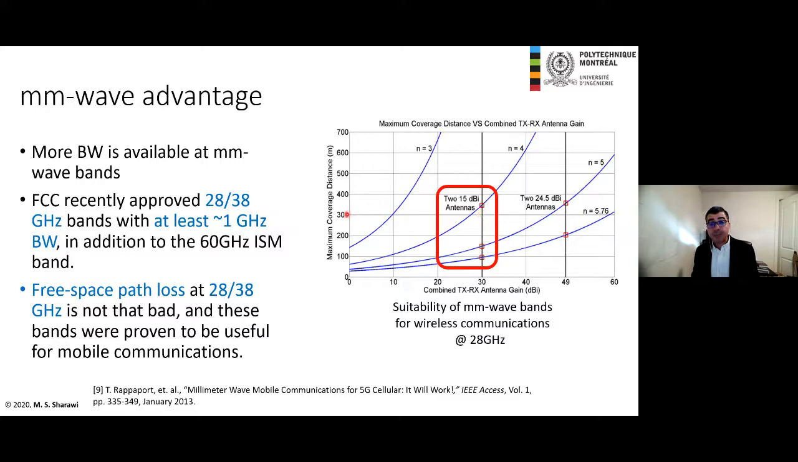This is huge for these high frequencies, okay? So in worst case scenarios, we can reach a 100 meter radius or 100 meter coverage area. So we can actually make use of these bands in a very practical way.